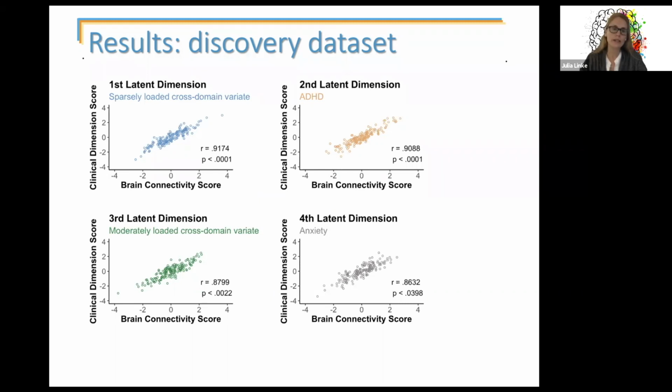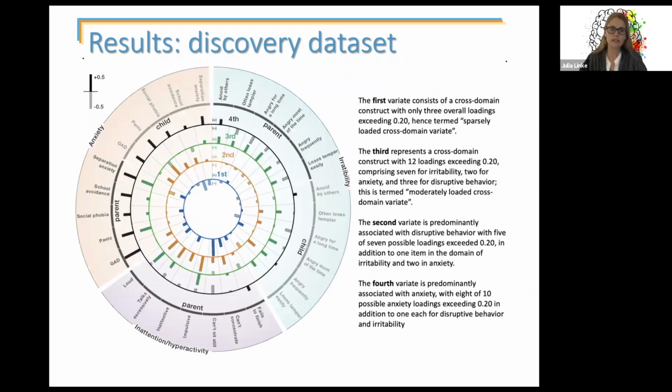Well, we looked at the canonical loadings that are essentially the associations between the latent variable and the input data. Now, don't get overwhelmed, we will work through this slowly. So if we look at this black ring, this one represents the 4th canonical variate. And as you can see, this variate was highly associated with symptoms of anxiety. So we see that 8 of 10 surpassed the threshold of 0.2, whereas symptoms from other dimensions only loaded weakly or negatively on this variable.